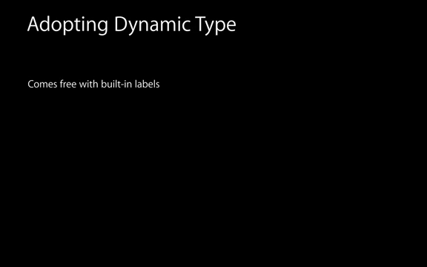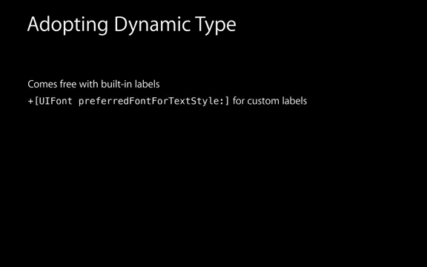If you have your own custom labels, it's really as simple as adding a preferred font to that label. This is another API that existed in iOS 7, so it's not new. We're just expecting everyone to use it now. So simply changing your font from setting a font of a particular size to instead using a preferred font, you now have dynamic type in your label.